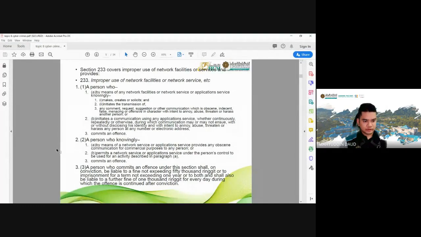Section 233 clause 2 talks about a person who knowingly, by means of a network service or application service, provides any obscene communication for commercial purpose to any person. It's pretty specific to obscene communication for commercial purpose. B, permits a network service or application service under the person's control to be used for an activity described under paragraph A, and if he does this, commits an offense under this provision.